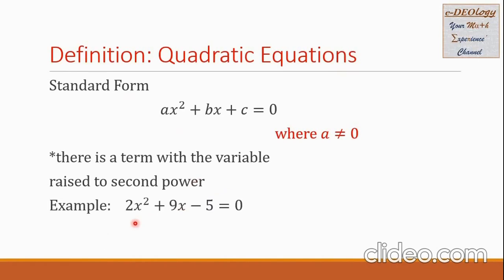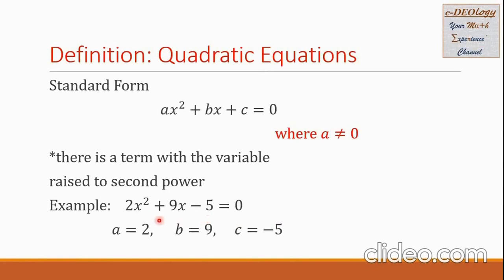Example, 2x squared plus 9x minus 5 equals 0. In here, our example is in standard form. All the terms are on the left side and it is equal to 0. Then we can collect the a, b, and c.